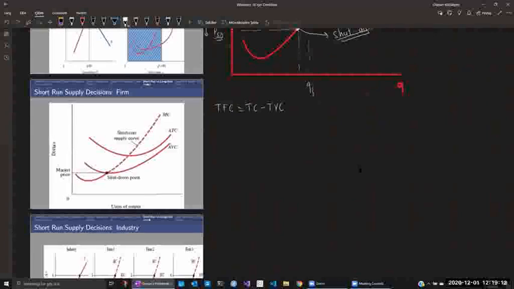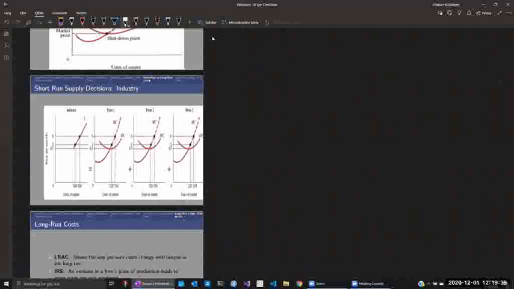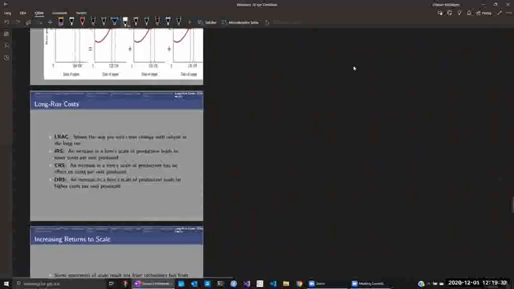So this is a typical supply curve that we observe in our analysis. And how can we derive the short-run supply for the industry? We simply sum the individual firm supplies in order to derive this industry supply curve for the short run. So, this is for the short run, okay?